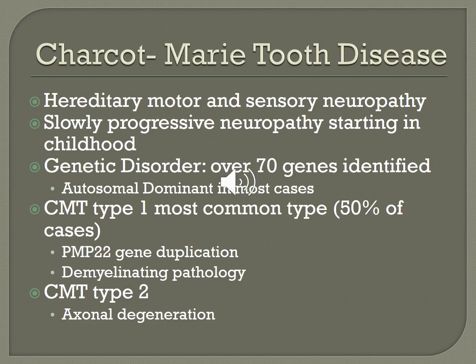However, the most common disorder is CMT type 1, which is over 50% of cases. And the gene that's been identified that causes this disorder is PMP22, gene duplication. So this is important. It has been tested on Step 1 before. So PMP22, remember that. And this is a demyelinating disorder. So it's not a problem with the nerve itself, but the problem with the myelination. CMT type 2 is the second most common, and this is an axonal problem. So the axons of the nerves actually degenerate.